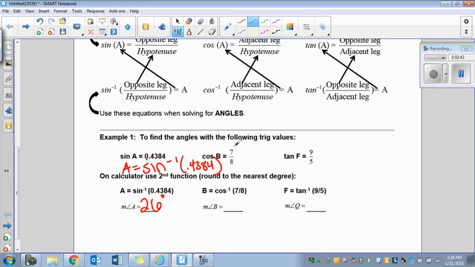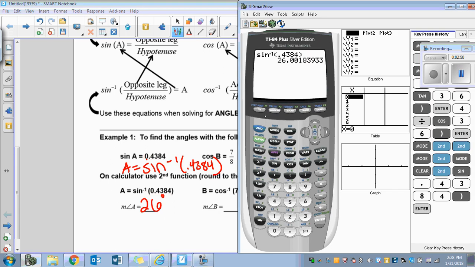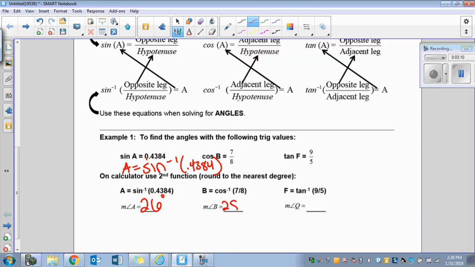If cosine of B is 7/8, then cosine inverse of 7/8 equals B. So let's find that out. Again, we're going to do second cosine of 7 divided by 8, in parentheses, equals 28.955, which is 28.96 or 29 degrees, whatever you want to round that to. 28.96 degrees. The other 5 rounded up to a 6.